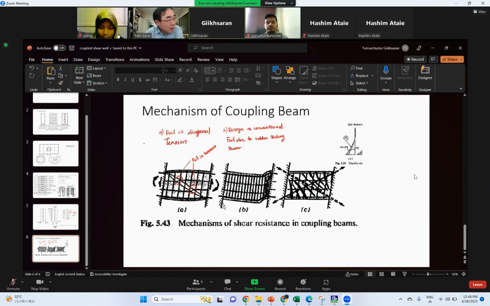About B, the connection between the beams and walls is not strong enough, and it can cause failure like here. C is reinforced, so they put very strong bars, going in the diagonal direction of the coupling beam.